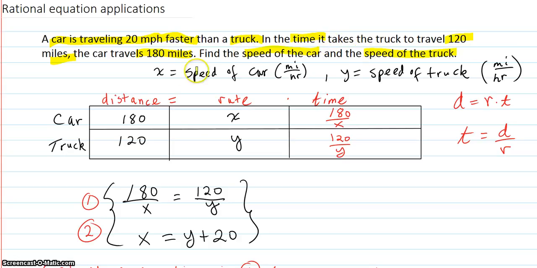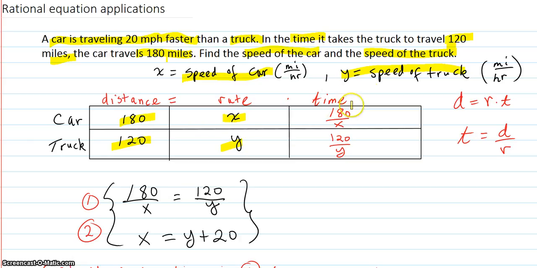So name the variables. X is the speed of the car in miles per hour. Y is the speed of the truck, in miles per hour. So we know the distance. We've set up our chart. The distance the car travels is 180 and the truck travels 120 miles. The speed of the car is X miles per hour. The truck is Y miles per hour. We don't know the time. All we know is that they're equal.